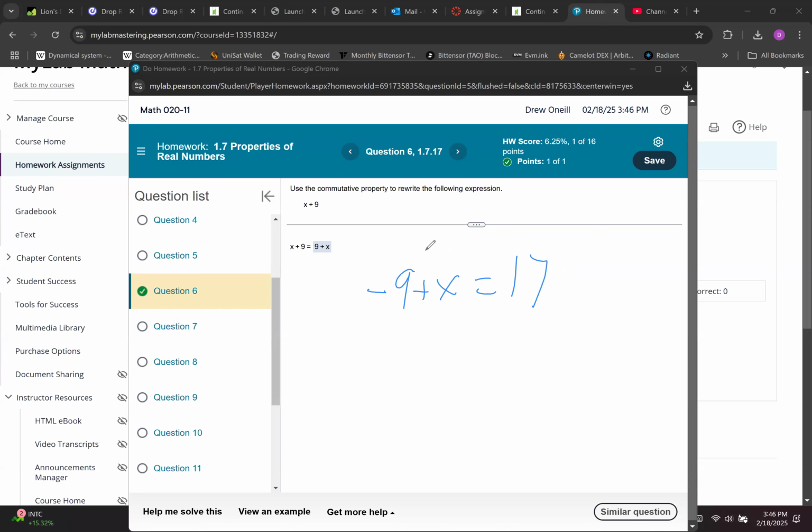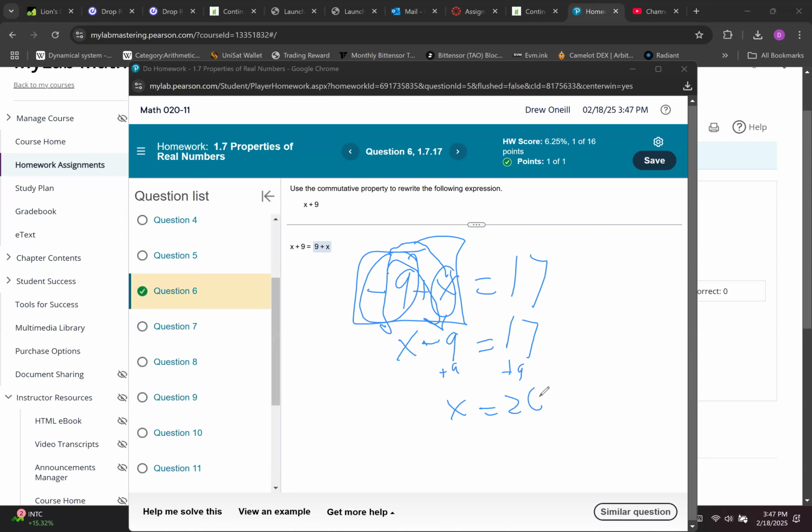But we know that even with the negative, this is still commutative. So we could rewrite this as x, and instead of plus negative 9, we just put minus 9 equals 17. Really what we're doing is moving this and this; they're flipping spots. The x goes over here, the negative 9 goes over here. So we have x minus 9 equals 17. And when we're asked to solve things later on, we can see what to do. We just add 9 to both sides and get x is 26.